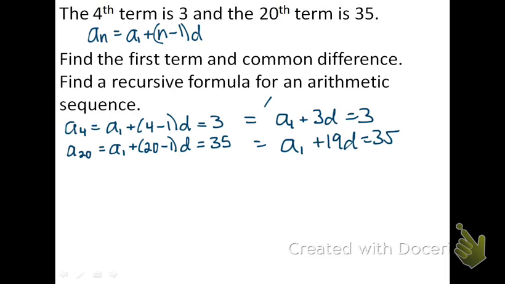Well, look what we have here. We have a system of equations. We have two variables and two equations. So let's figure out what those two variables are. Why don't we just subtract the second equation minus the first equation?